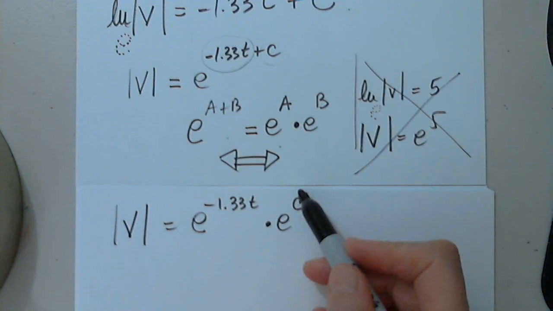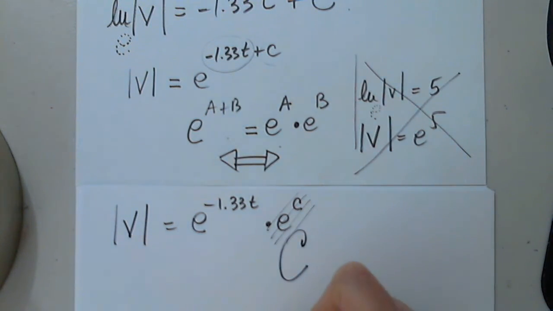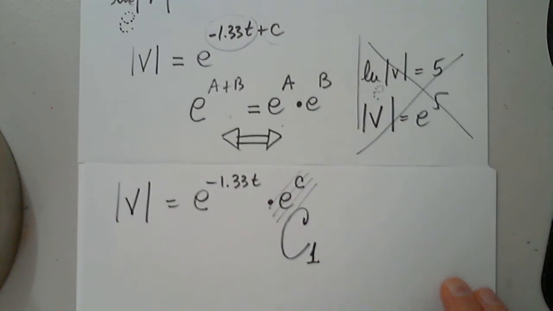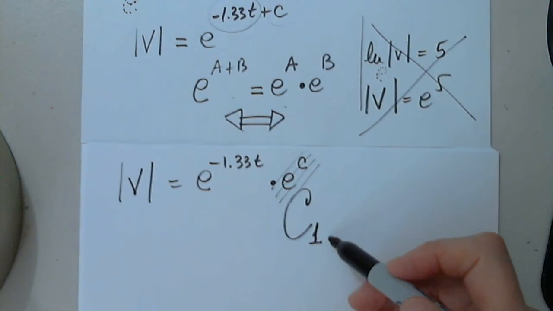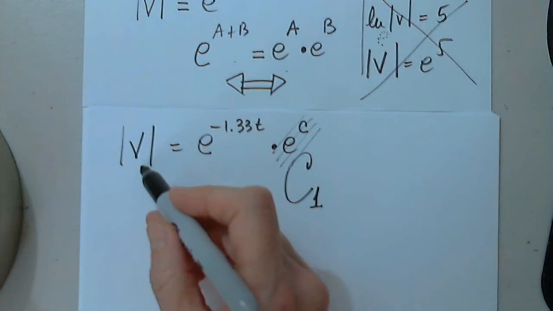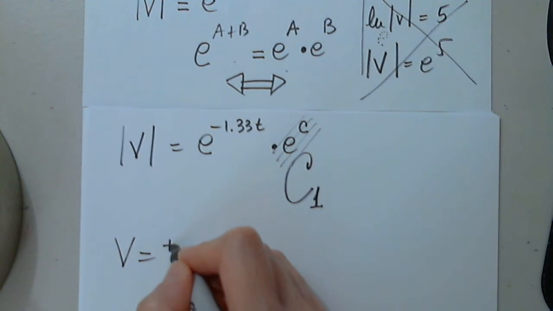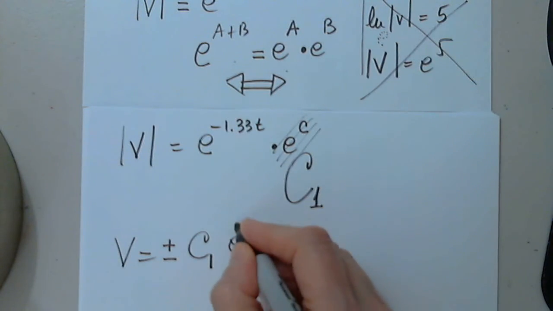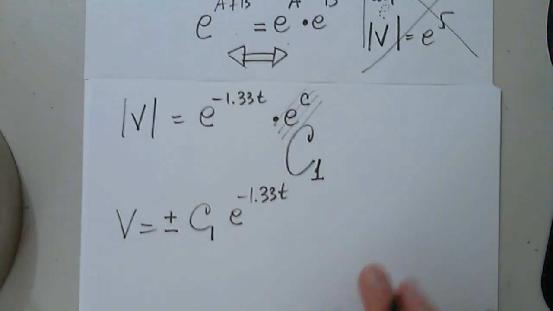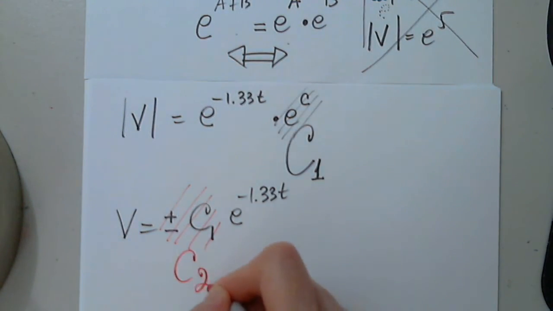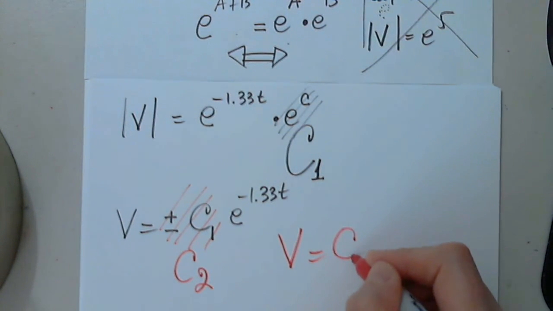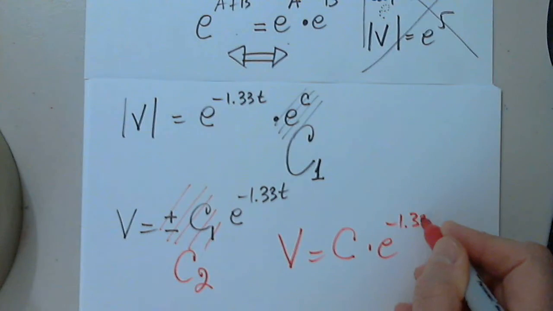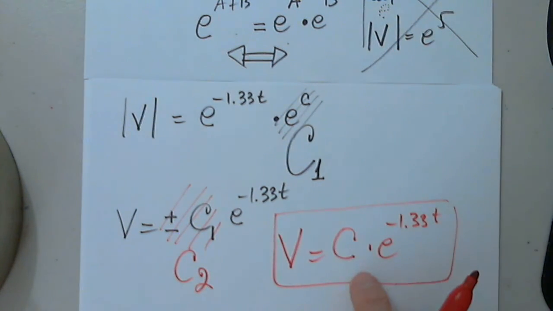The reason why we do this is because we want to denote this by a constant c, or if you want to call it c1, call it c1, not to be confused with that. It doesn't matter. It's a constant. The absolute value changes into v equals plus or minus this constant, c1, e to negative 1.33t. Now you can say, I want to call this constant c2. Fine. v equals whatever constant times e to negative 1.33t.